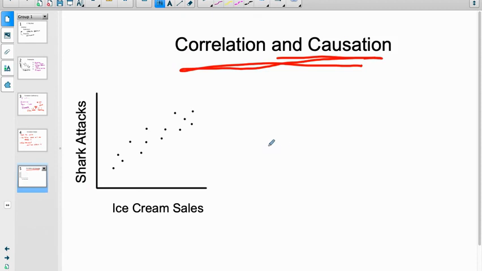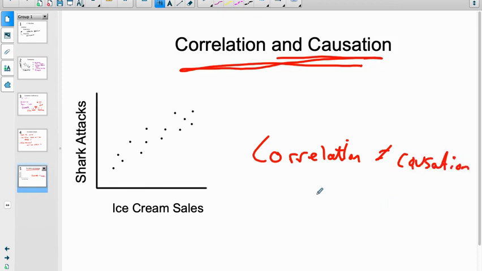So ice cream sales do not cause shark attacks, and correlation does not mean there's a causation. So just because two things are correlated does not mean one causes the other one. Sometimes there's other variables that come into play. Maybe for this one, like temperature. As temperature increases, ice cream sales increase, and so do shark attacks.